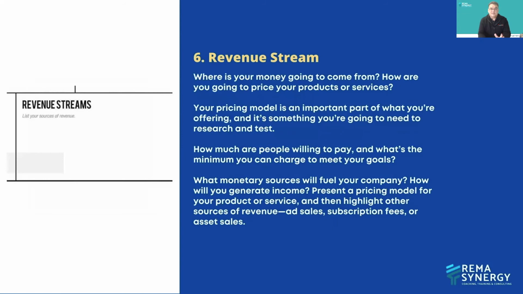Now we come down to the dollars and cents. Revenue streams. How are you going to charge for this? Is it pay service? Is it software as a service? Is it a subscription model? Is it a one-off payment model? Where is your revenue going to come from? Is it collaboration? Is it revenue from advertising?